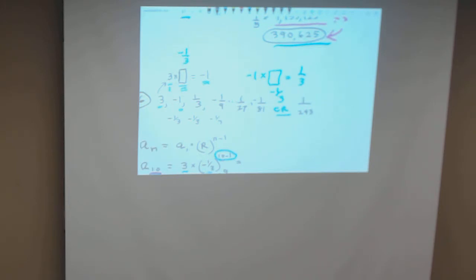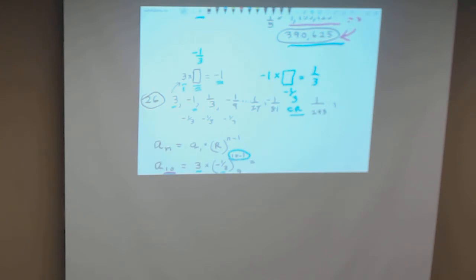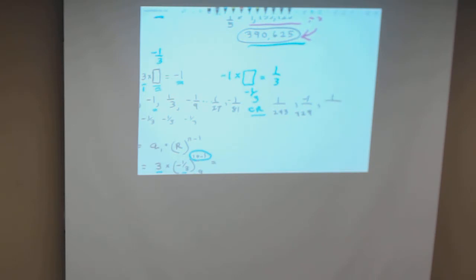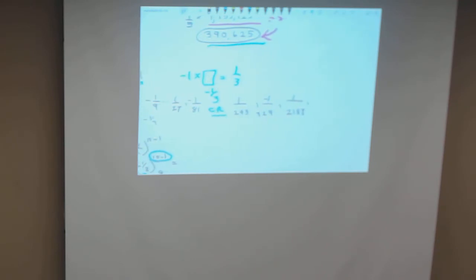See how you would just keep going? 1, 2, 3, 4, 5, 6, 7. Negative 1 over, what would that be? 9. 3 4s is 12. 729. And the next one would be 1 over 729 times 3, 2187. And the next one would be negative 1 over 2187 times 3, 6561. All right.